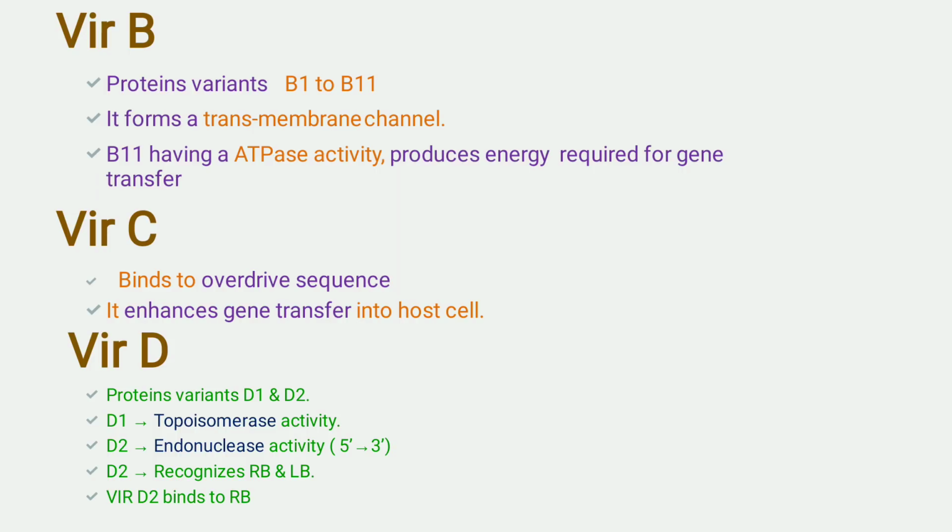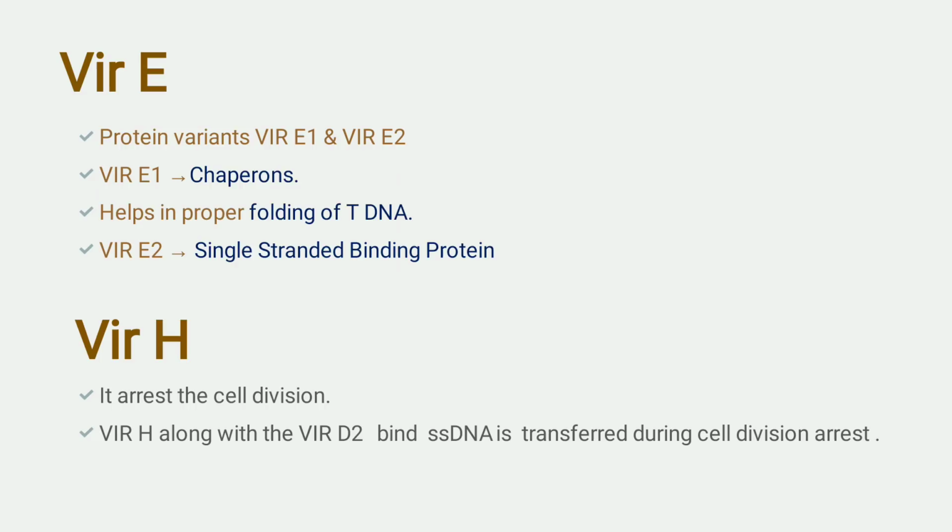VirC enhances gene transfer into the host cell. VirD has protein variants D1 and D2. These D1 and D2 exhibit enzymatic activity, that is topoisomerase and endonuclease activity respectively. So next is VirE. What does this VirE do? Again, these are also protein variants, E1 and E2. They help in proper folding of the DNA.